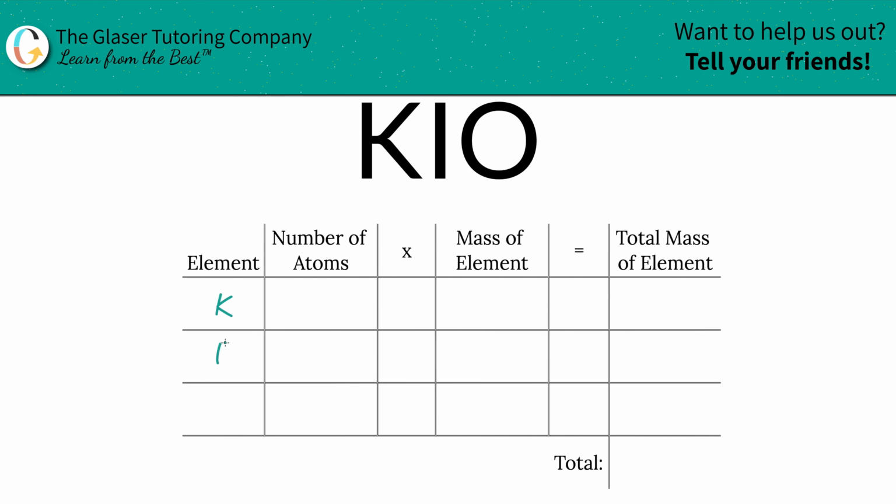So we have potassium, we have iodine, and we have oxygen. Next is then to identify the number of atoms, and that's where the subscripts come into play. Now, if you don't see any subscripts down there, assume that they are 1. So we got 1 for each, right? 1 atom of each element there.